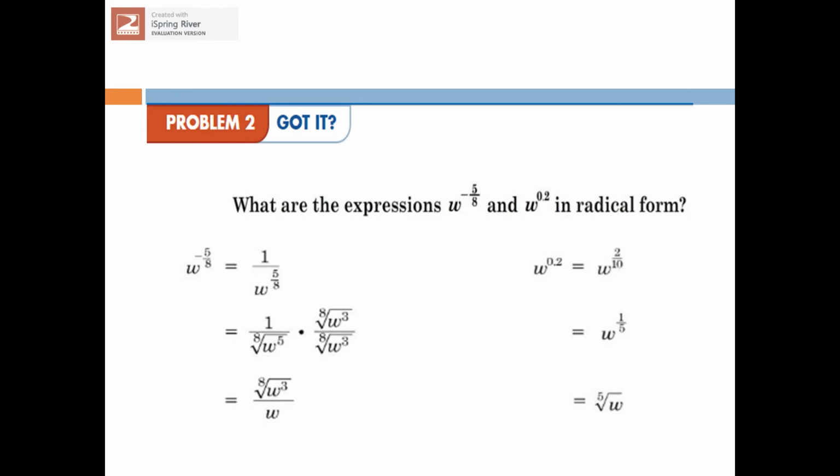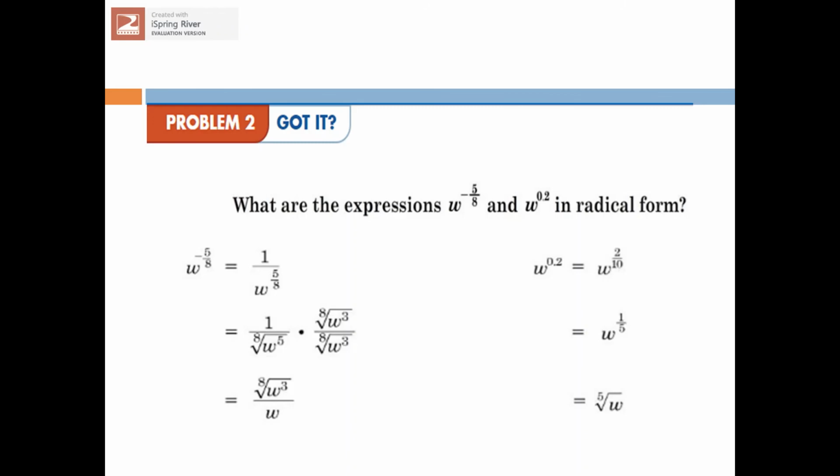And the 8th root of w raised to 5 times the 8th root of w raised to 3 is equal to w. Why? w raised to 5 times w raised to 3 is w raised to 8, and the 8th root of w raised to 8 is equal to w. So the final answer is the 8th root of w raised to 3 over w.